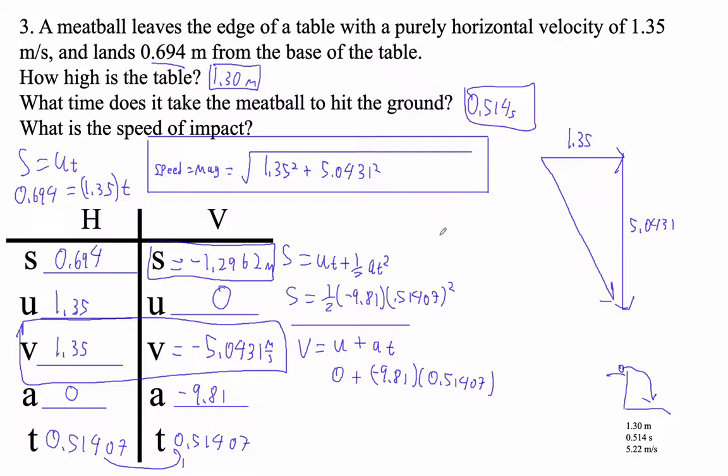Square root of 1.35 squared plus, I got to put this in parentheses, that guy. I'm using the up arrow on my calculator. I'm getting 5.22. Right? Now I know you could find any of these angles and all that stuff, right? But remember the speed is just the magnitude of this vector. Okay, so when they say speed, they're talking about the hypotenuse of the velocity vector.